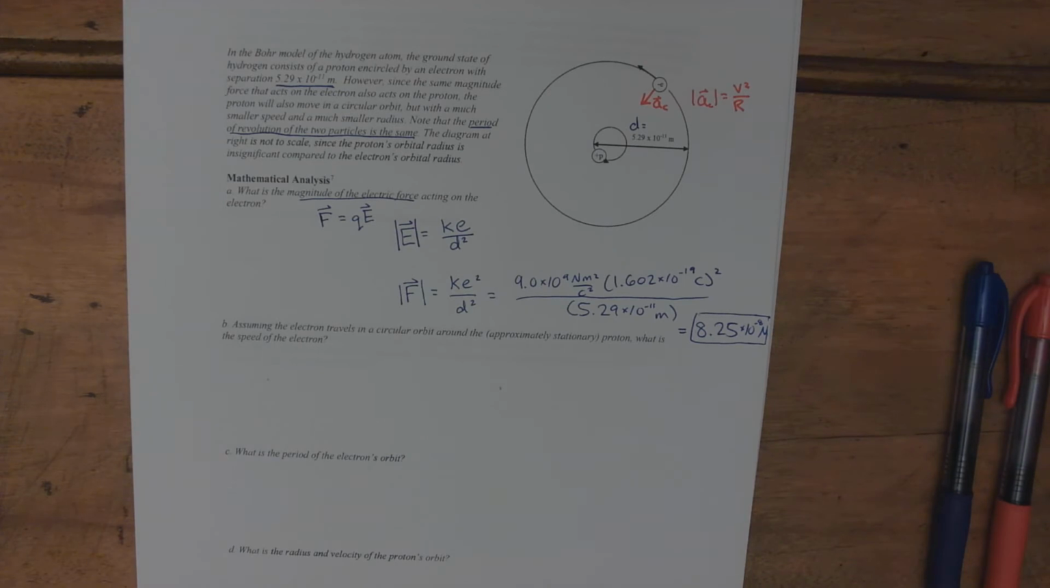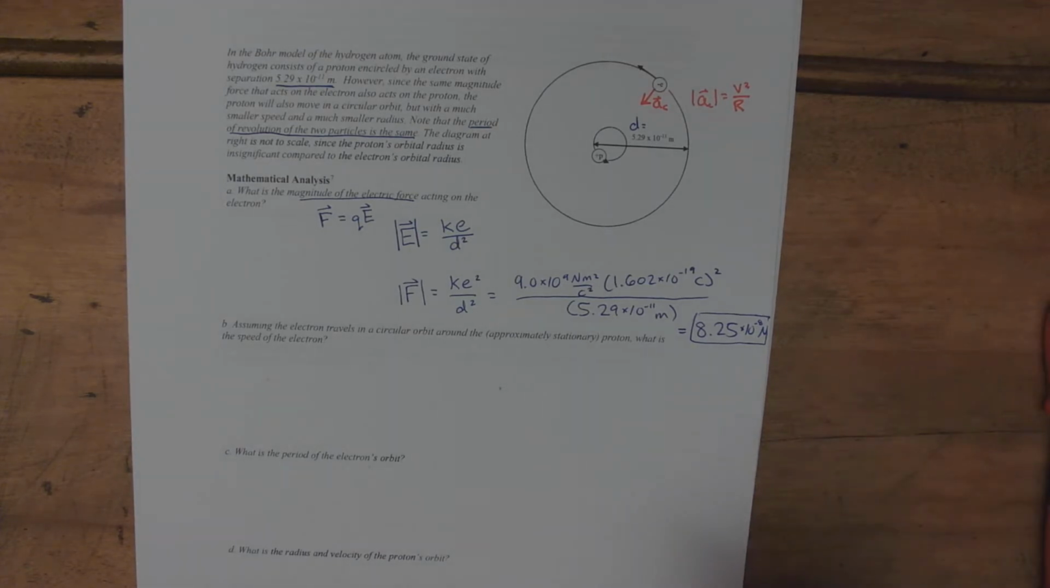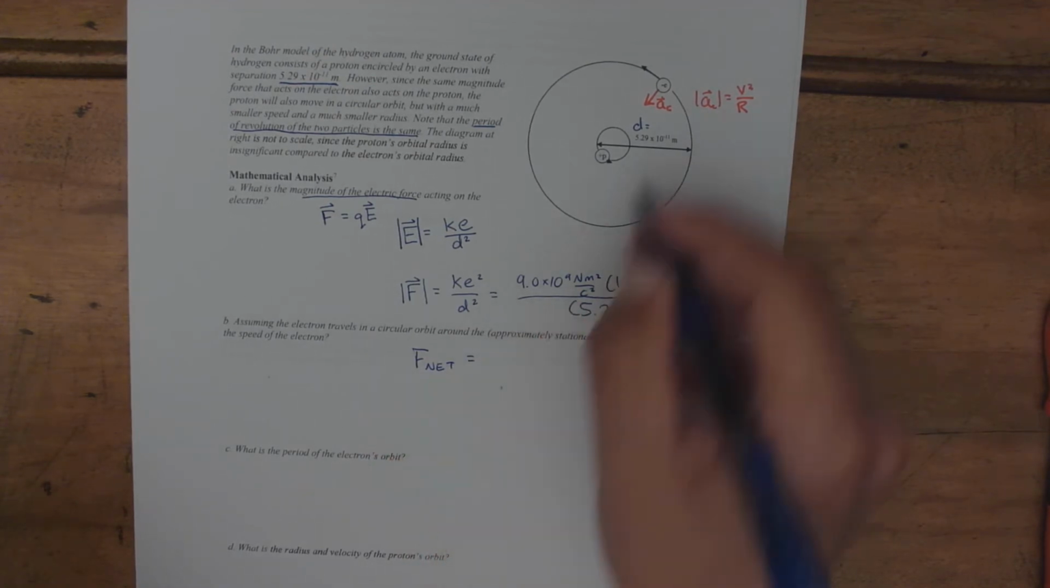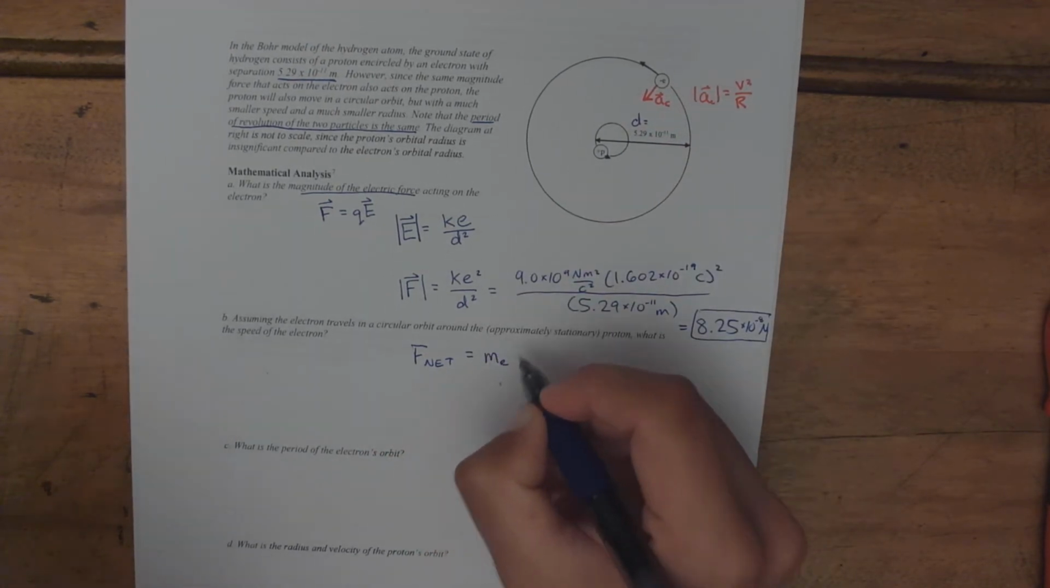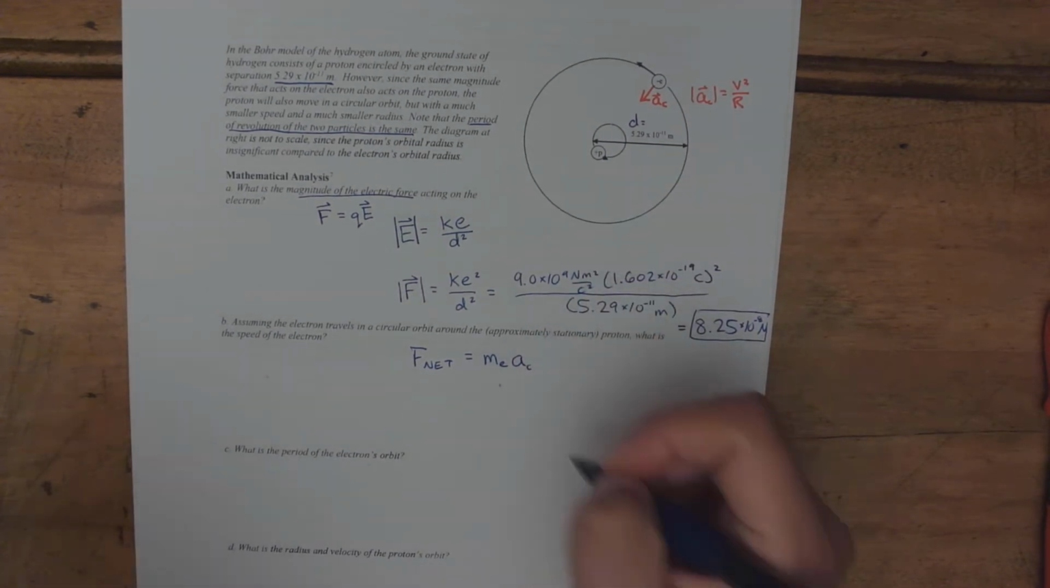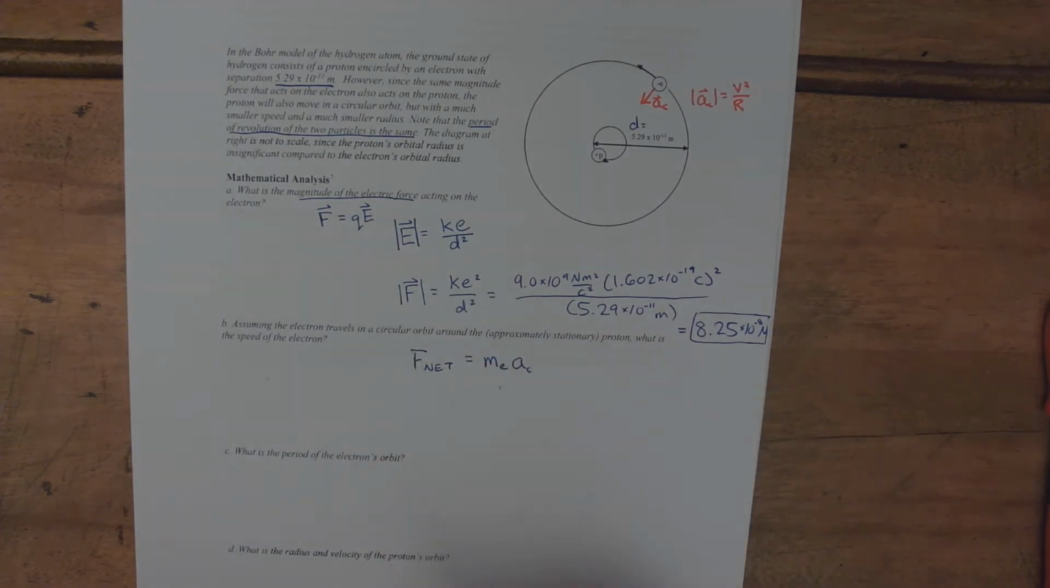Okay, so I have an acceleration, and from Physics 161, what can I do with an acceleration and a force? I can use Newton's second law, which says the net force is equal to the mass times the acceleration. Ignoring the force of gravity, which it is safe to do, we only have one force acting on the electron, and that is the electric force. So I have F net is equal to the mass of the electron times the acceleration. The net force is the electric force.